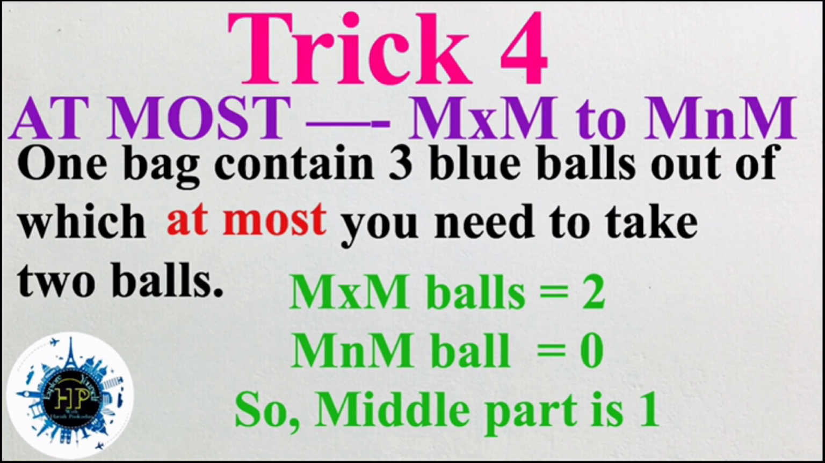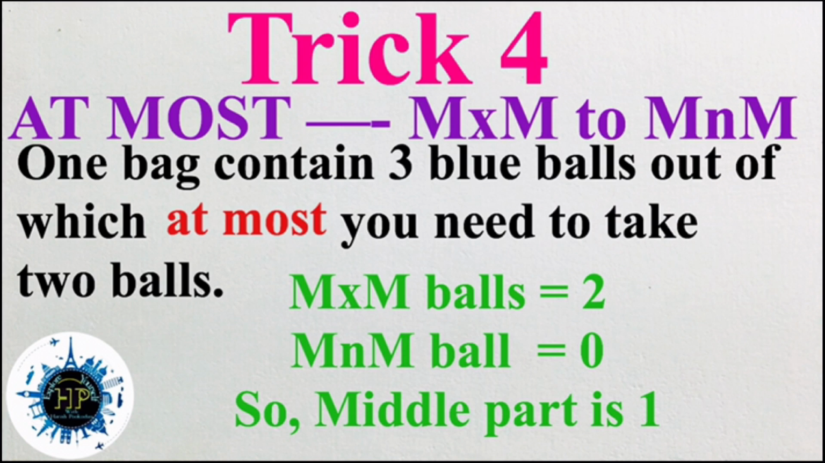For example, one bag contains 3 blue balls, out of which at most you need to take 2 balls. So there is one bag, that bag contains 3 balls, out of which the probability of 2 balls is the question. At most 2 balls means maximum you can take 2 balls, and the minimum is 0 balls. There are 3 balls in the bag, but maximum you can take only 2 balls.